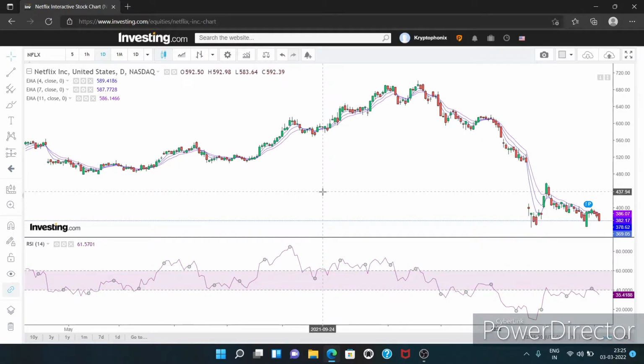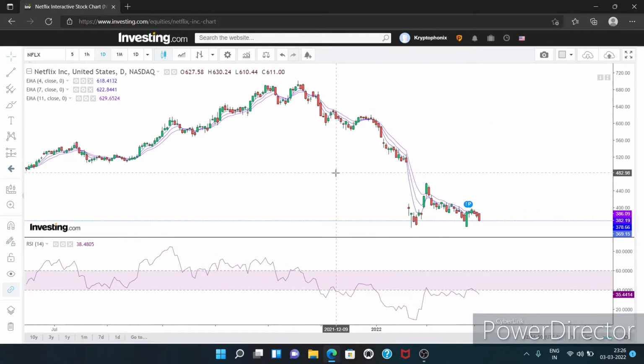Now, let's focus on the signals that we get. But before the signals, let's get the basics right. 4, 7, 11 is the EMA that we are using. 3 different EMAs of different lengths. RSI will be adjusted with the upper band at 60. Lower band will be made at 40 level.